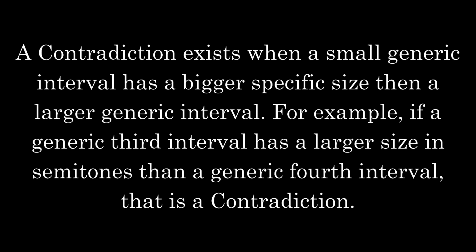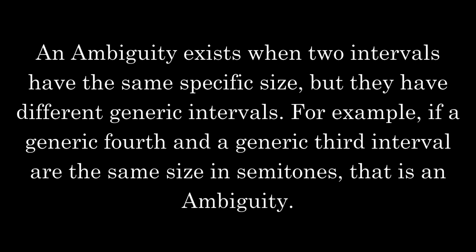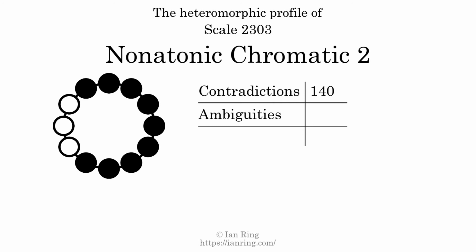A contradiction exists when a small generic interval has a bigger specific size than a larger generic interval. For example, if a generic third interval has a larger size in semitones than a generic fourth interval, that is a contradiction. The number of contradictions in this scale is 140. An ambiguity exists when 2 intervals have the same specific size, but they have different generic intervals. For example, if a generic fourth and a generic third interval are the same size in semitones, that is an ambiguity. The number of ambiguities in this scale is 35.